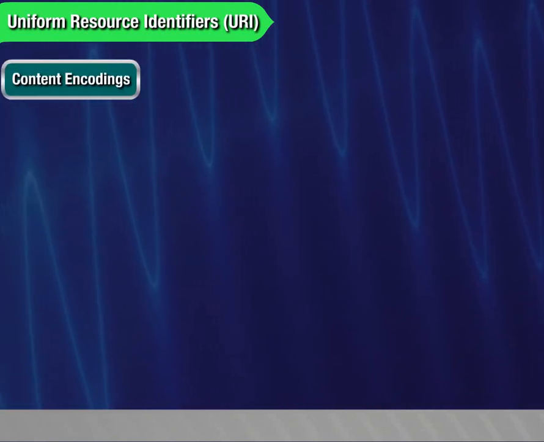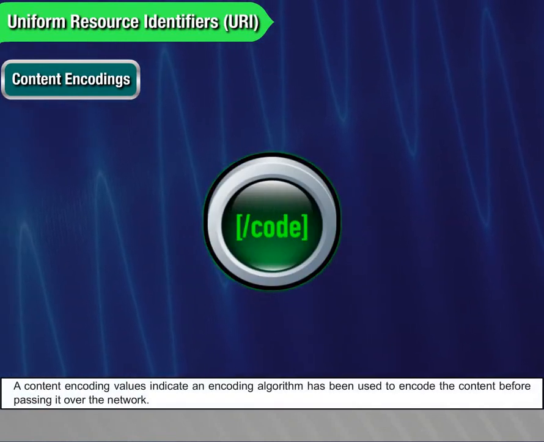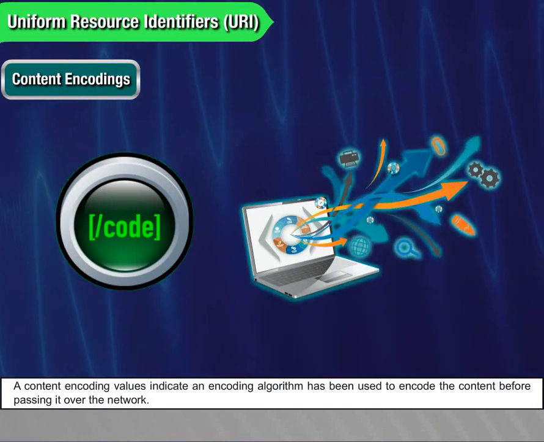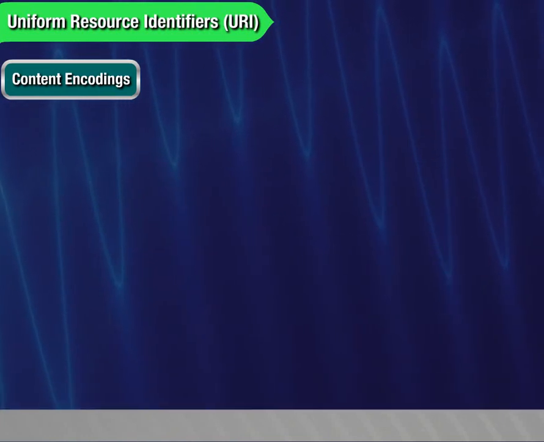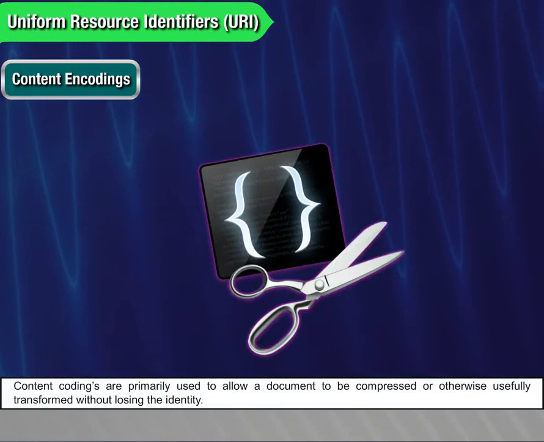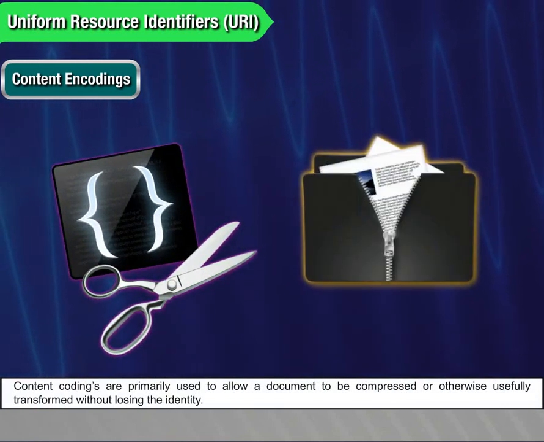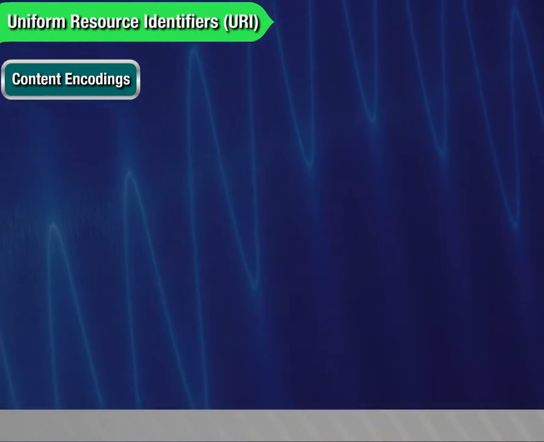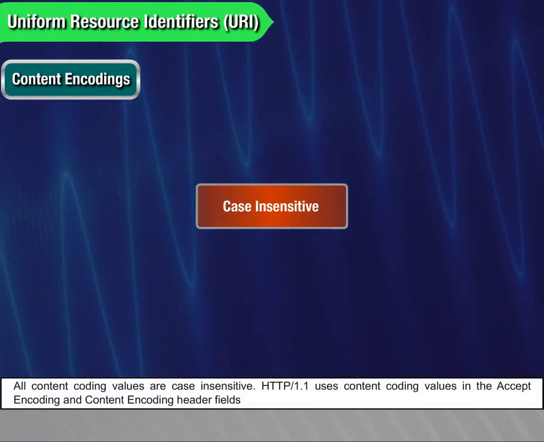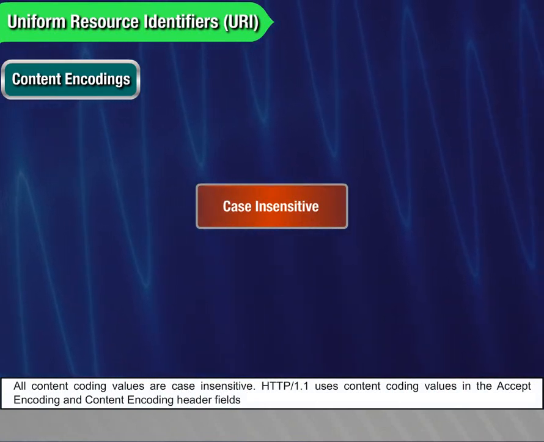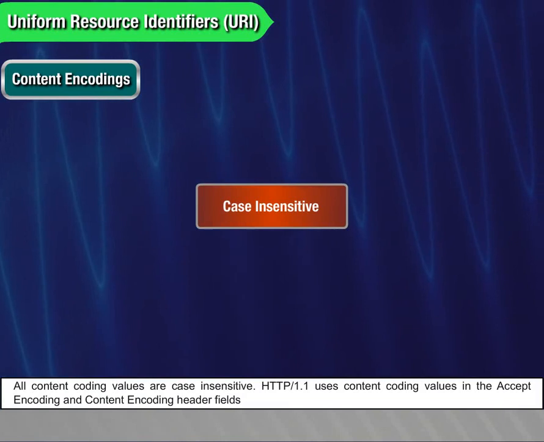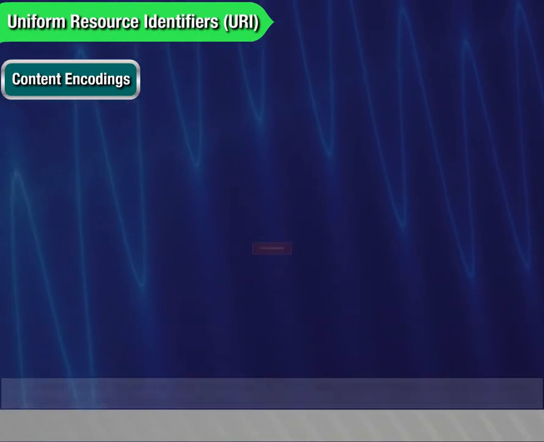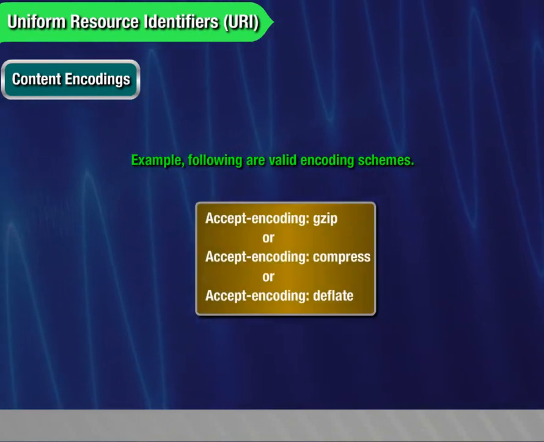Content encodings. Content encoding values indicate that an encoding algorithm has been used to encode the content before passing it over the network. Content codings are primarily used to allow a document to be compressed or otherwise usefully transformed without losing its identity. All content coding values are case insensitive. HTTP 1.1 uses content coding values in the Accept-Encoding and Content-Encoding header fields. Example: following are valid encoding schemes.